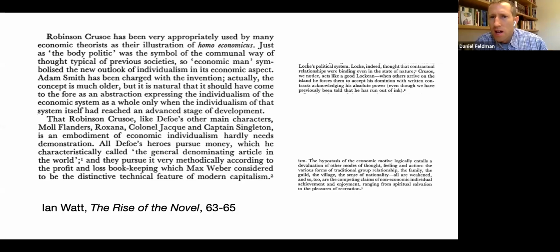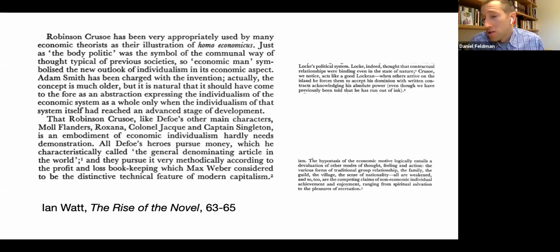Let's look here on the side. The distinctive technical feature: he's very interested in his bookkeeping, keeping track of how much of his assets. He's always making lists. He's a bookkeeper at heart. That is what makes him part of, as Max Weber describes in The Protestant Ethic, this is part of what defines Crusoe.